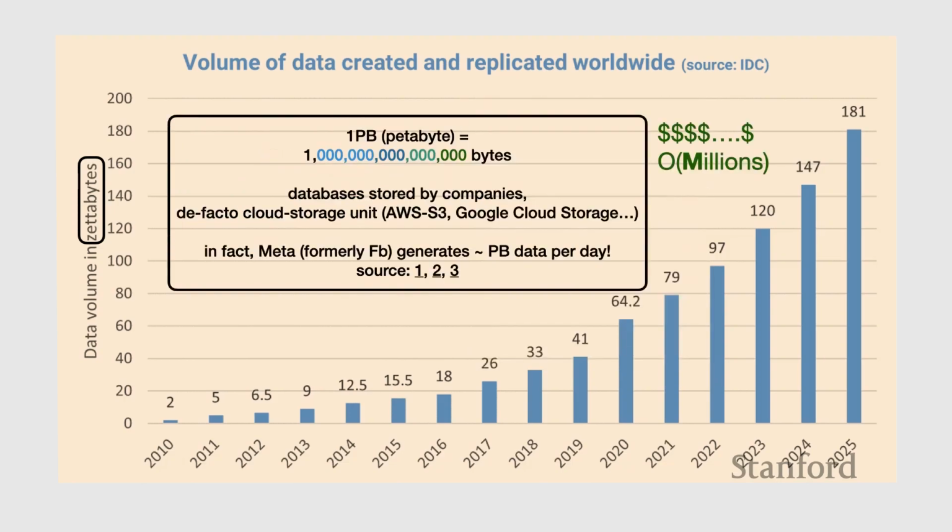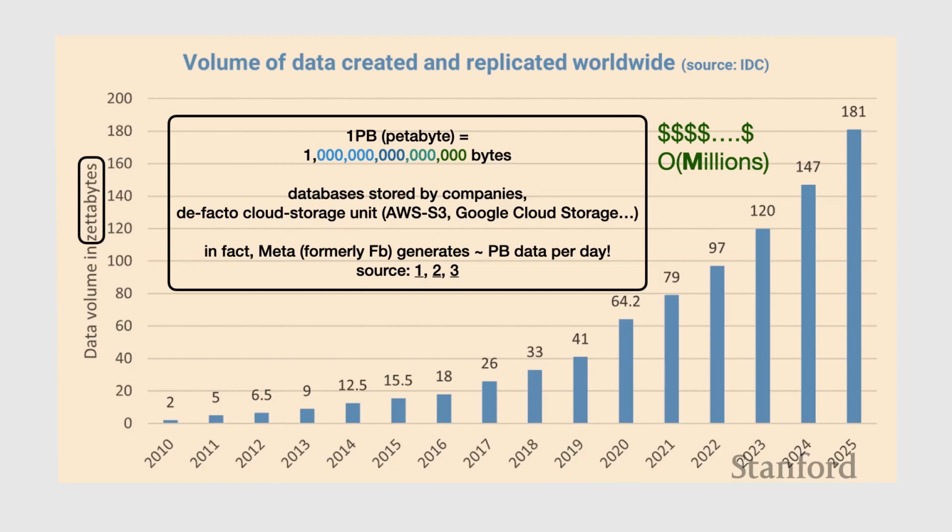Let's continue. Add another 3 zeros, and what we get is a petabyte. At this scale, we are talking about the databases stored by even medium-scale companies by today's standards. It's actually the de facto cloud storage unit. If you have ever heard of AWS S3, Google Storage, or Azure, these are all cloud storage services where you can store your data. When you talk about how much data is being stored by these companies, you typically talk in units of petabytes. Again, at each of these steps, we have been adding 3 orders of magnitude to what we saw before.